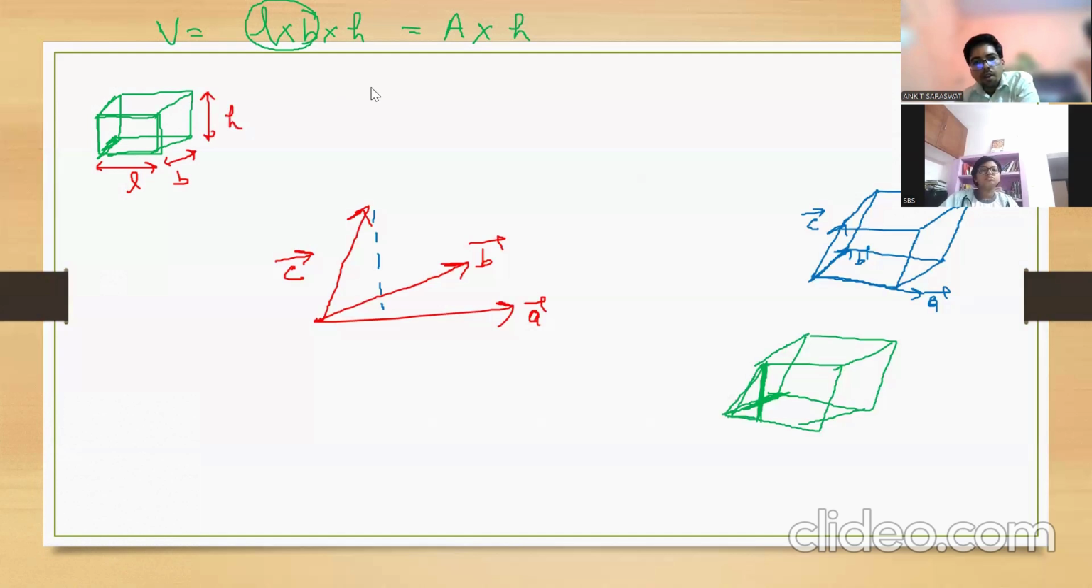So this is the area, L into B, which I have written here. Multiply this height. Remember, this height is perpendicular to the area. If this is the area, this height which I have written as h is perpendicular to the area. Understood? So volume will be L into B into H, area of base into height.